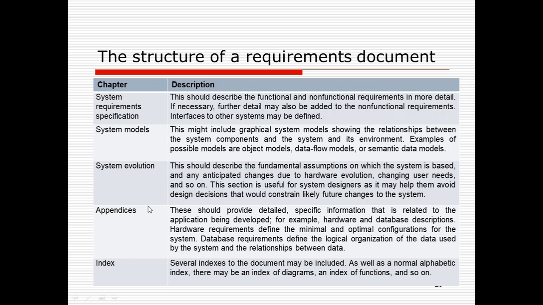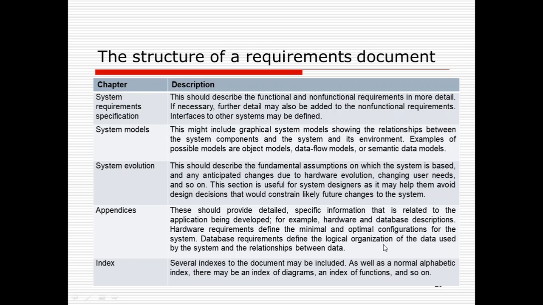Appendices provide detailed, specific information that is related to the application being developed. By going through the appendices, anybody can understand the components of the system. Most of the terms are described in the appendices. For example, hardware and database description. Hardware requirements define the minimal and optimal configuration for the system.